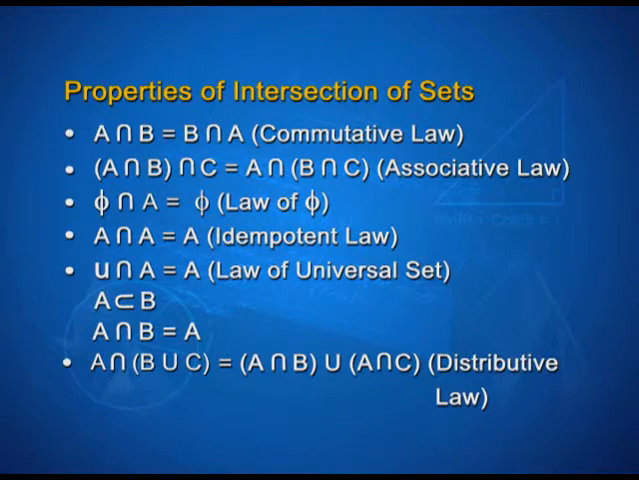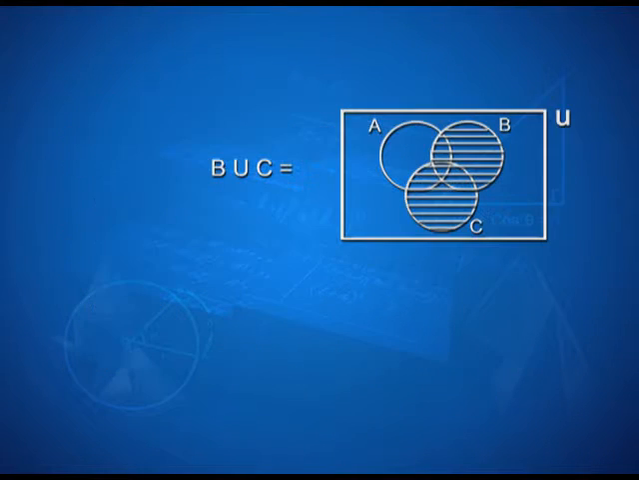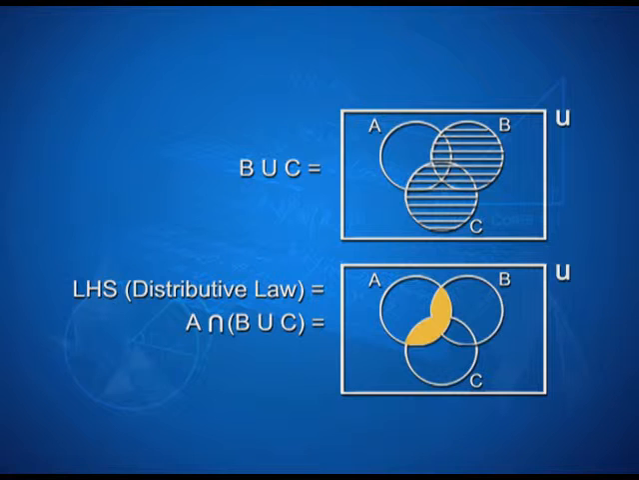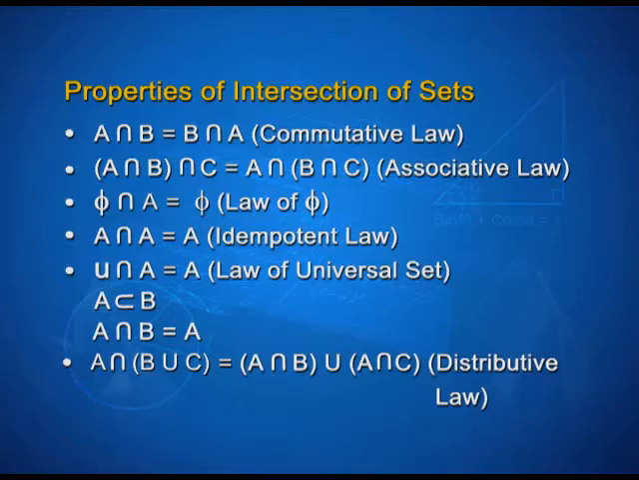If we consider the LHS of the distributive law, it contains A intersection (B union C). If we draw the Venn diagram of B union C, it will look like this. Here, this shaded part will represent B union C. Now, if I intersect this B union C with the set A, this shaded part will represent A intersection (B union C).